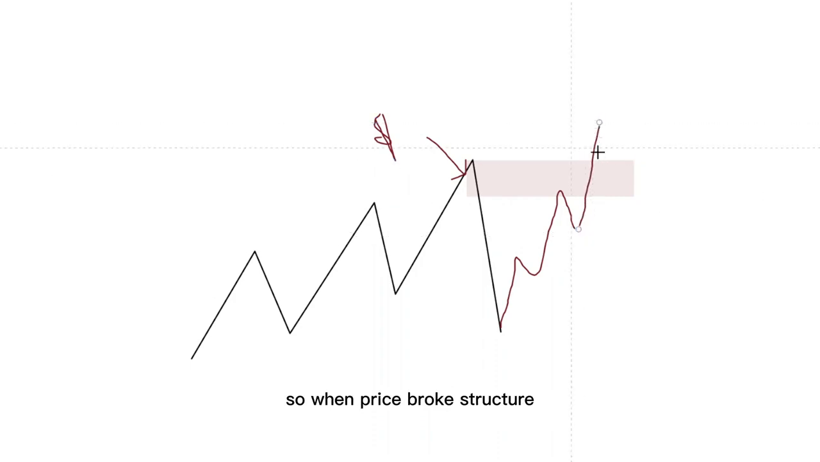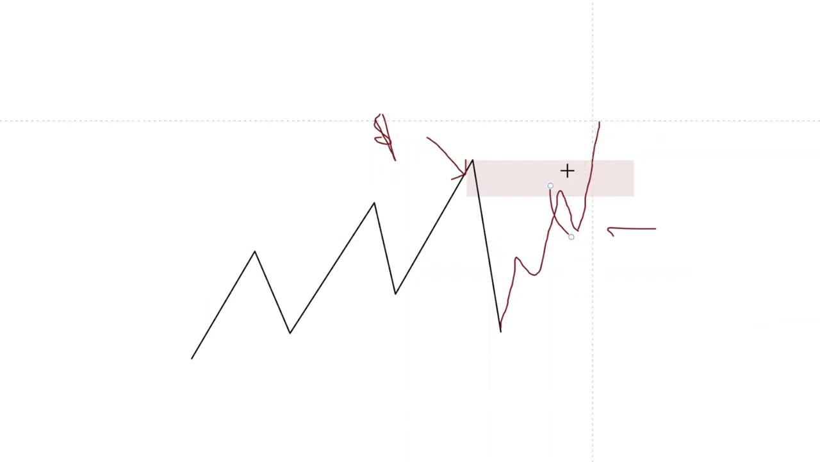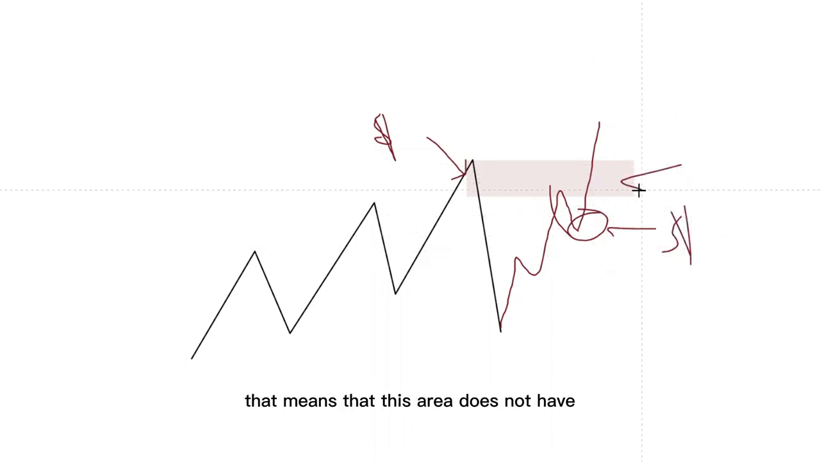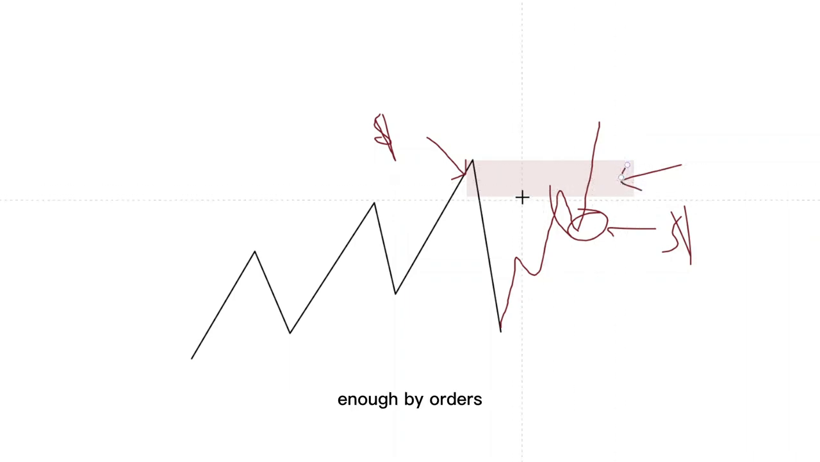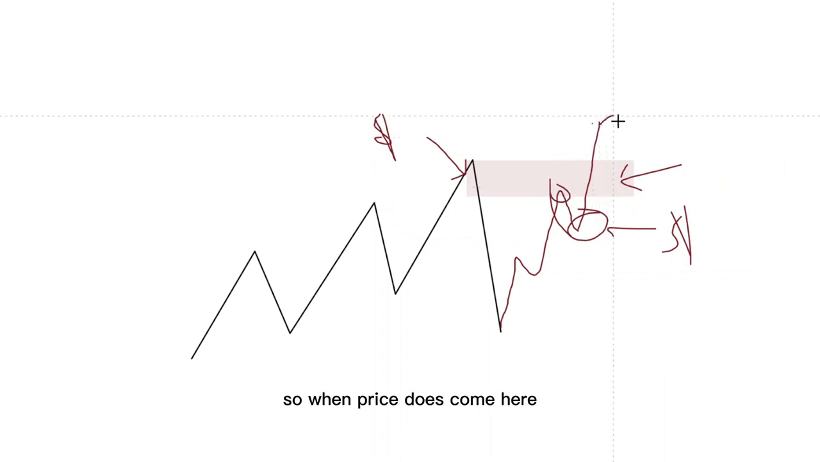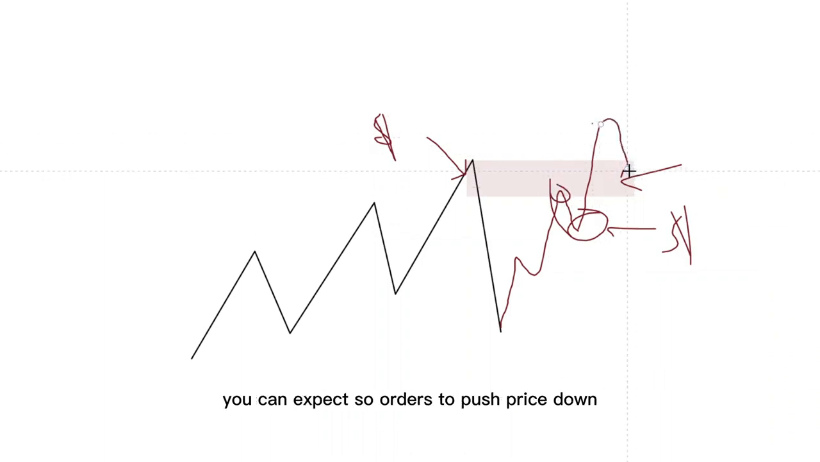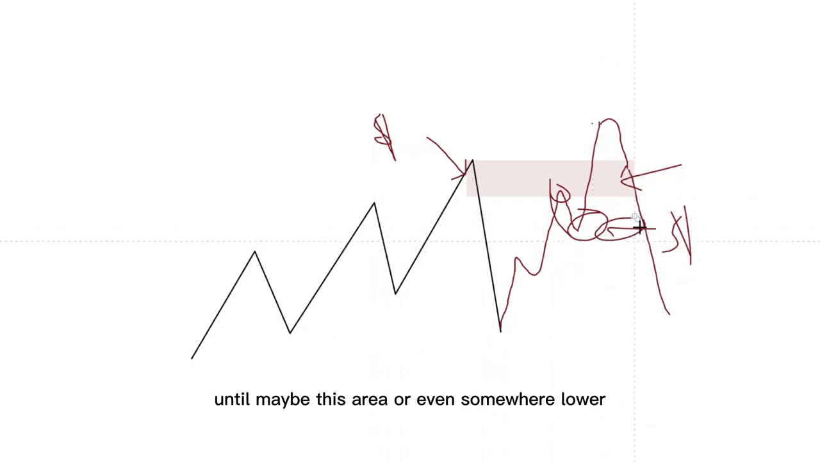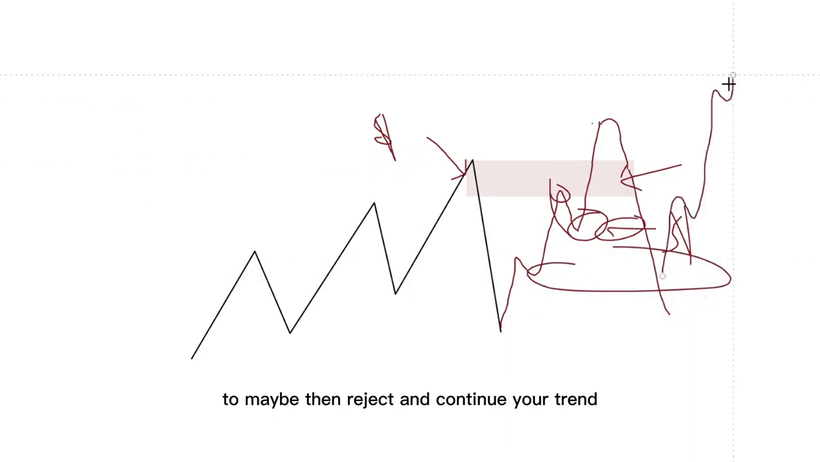So when price broke structure, you can equate this large move here, this large move, to this area. So the buy orders would be here. So what does that mean? That means that this area does not have enough buy orders. And the first indication was this sell-off. So when price does come here, you can expect sell orders to push price down until maybe this area or even somewhere lower to maybe then reject and continue your trend.